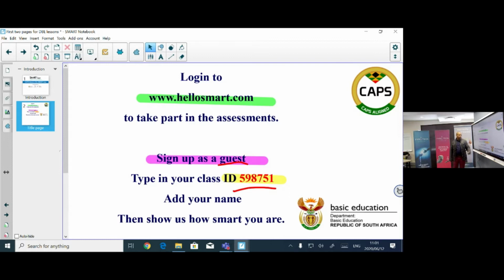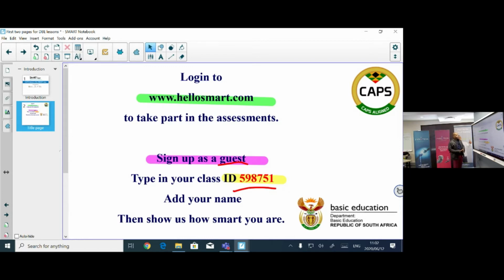And then you put the ID, which is reflecting on the screen, 598751. So you simply type in 598751. That will be the ID that will access the kind of assessments we'll be doing today. And you can put your name on the tab that will be open for you. So within 2 minutes, you'll be able to have logged in so that you can access our online assessments. Okay, so show us how smart you are.